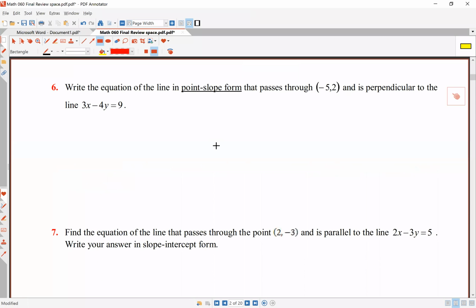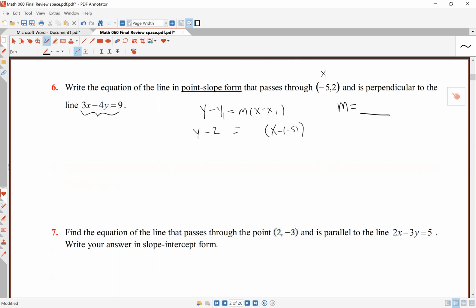All right, so finding the equation of the line in point slope. So we have y minus y1 equals m times x minus x1. x1 is -5, and y1 is 2. But the m that we're going to use needs to be a slope that's perpendicular.